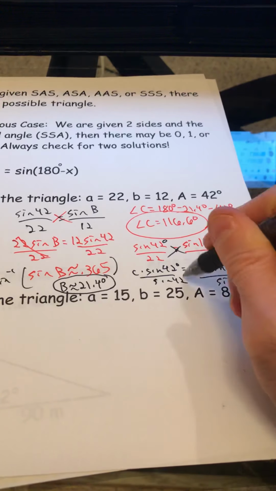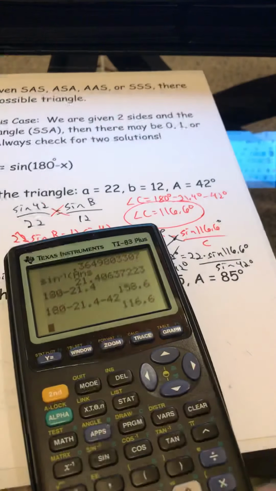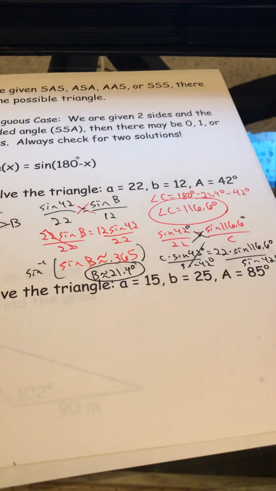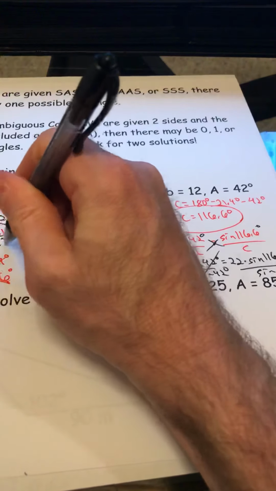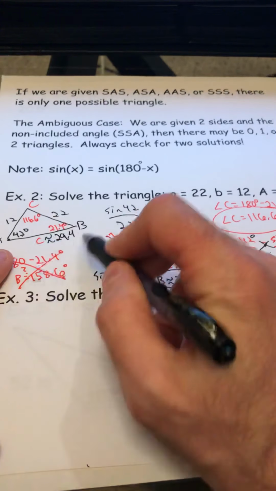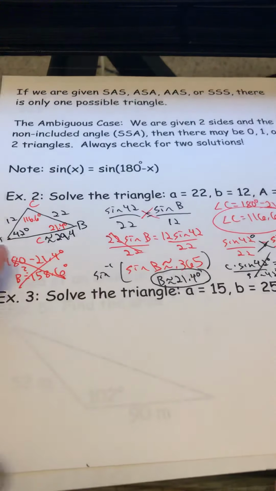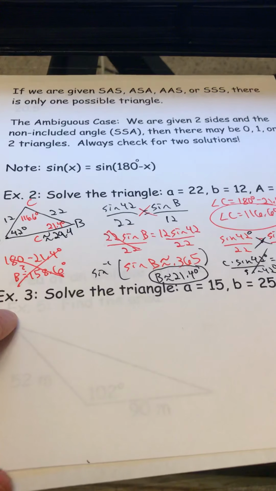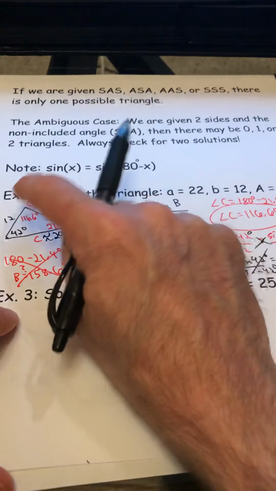And when I do that, I end up with 29.4 as side C. So again, you can see that my answers fit. My side across from the largest angle is the largest solution. So that's an example of an ambiguous case, side side angle, where there is just one solution.